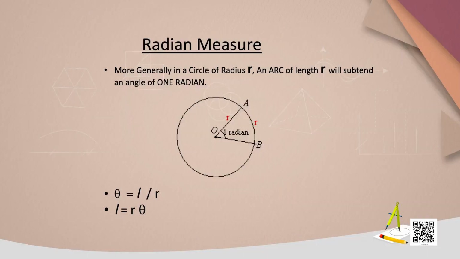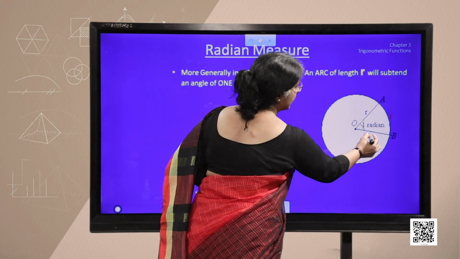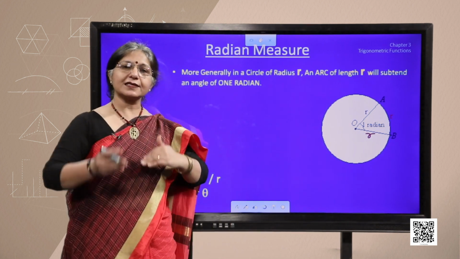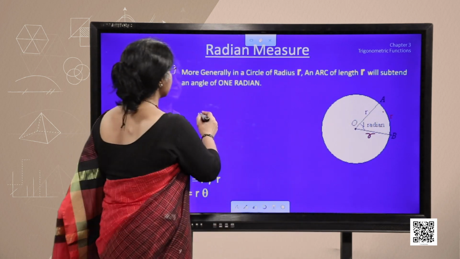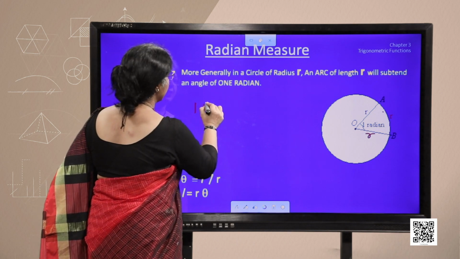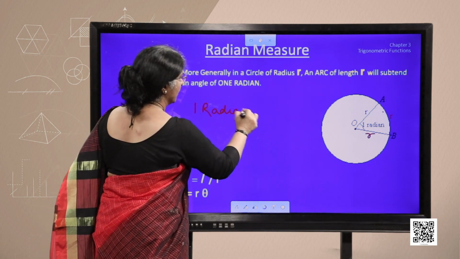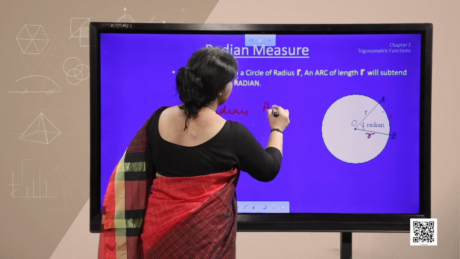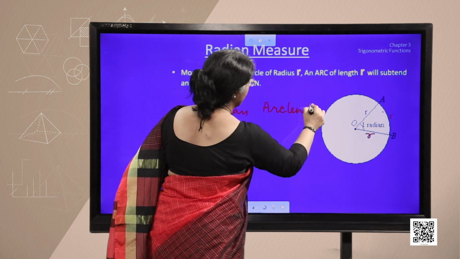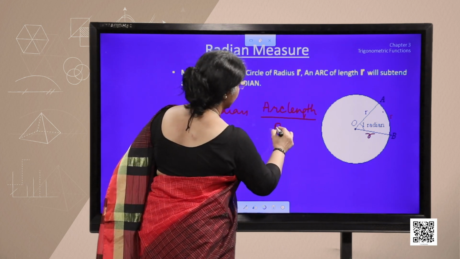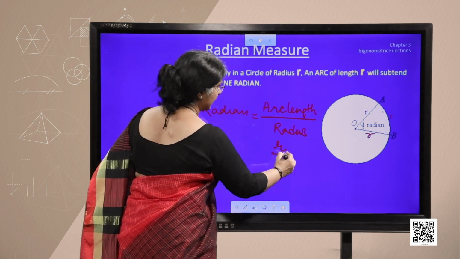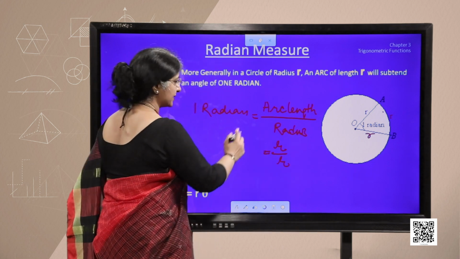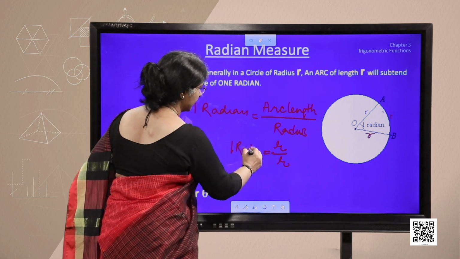Now more about radian measure. More generally, in a circle of radius r, we are not taking 1 here, if we are taking the radius as r and the arc is again subtending the same distance that is equal to the radius, so we can say this is again 1 radian, because it is given as arc length divided by radius, where arc length is also r, radius is also r. So, the angle traced here is again 1 radian.